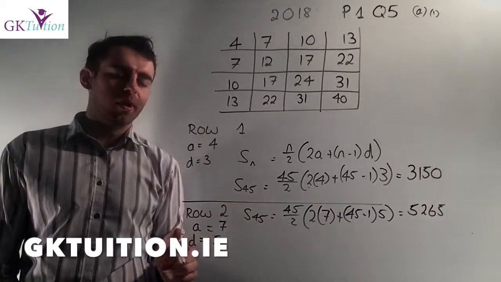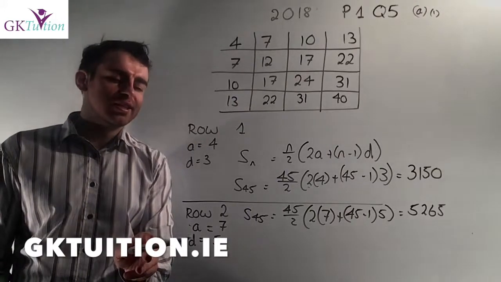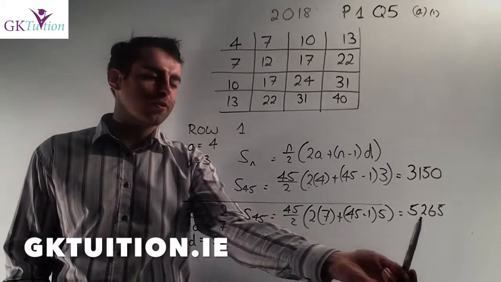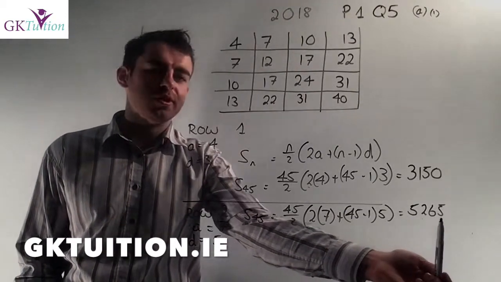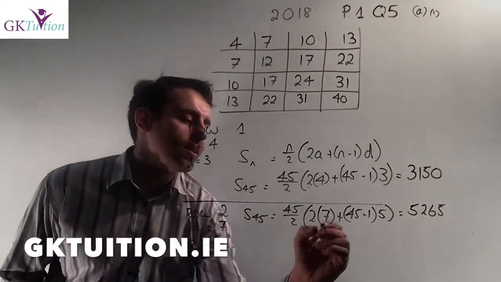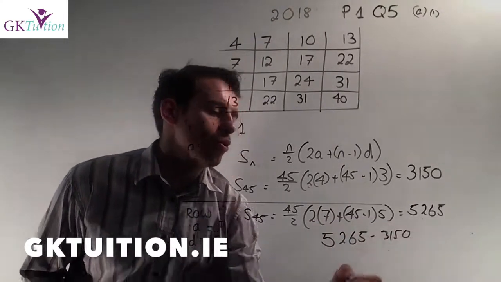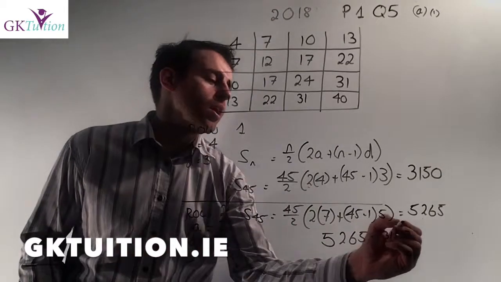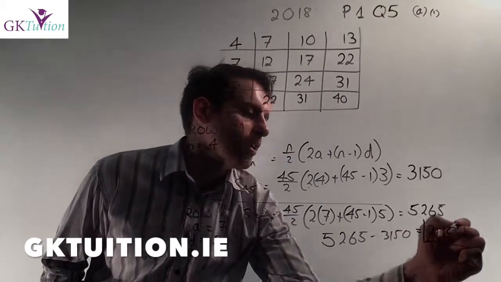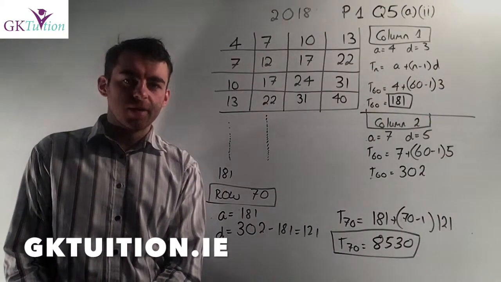I'm trying to find the difference between that and the second row. So now I want to find the sum of the first 45 terms in the second row. Clearly in the second row, a, the first term is 7, and d, the common difference, is 5. If I plug into the same formula, in this case, the sum of the first 45 terms adds up to 5,265. Now the question was to find the difference between their sums. So to find the difference between the sums, it's just 5,265 minus 3,150. If I subtract the two of those, the difference between their sums works out as 2,115. So your final answer in that case was just 2,115.